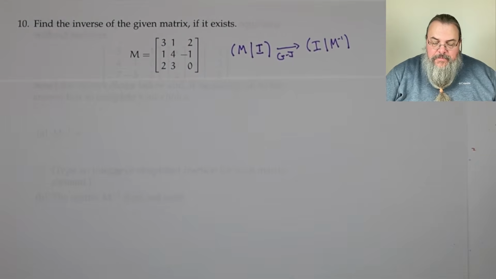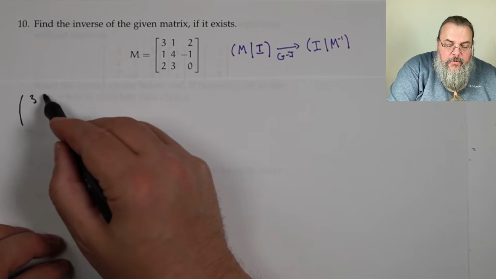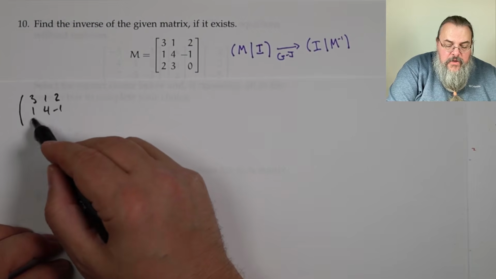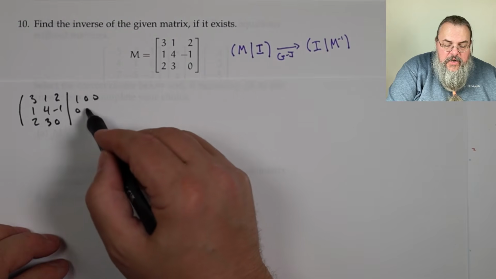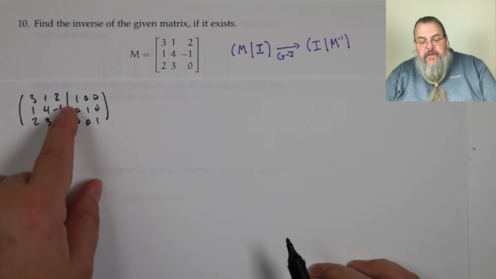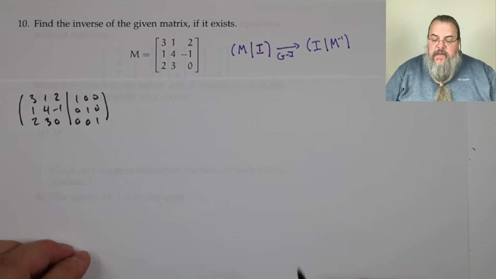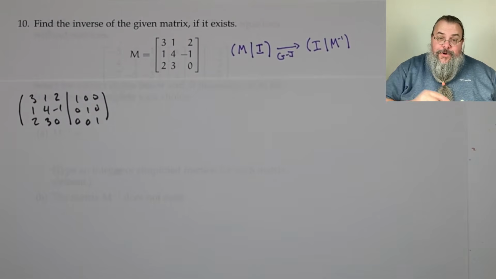So, let's begin. We start by writing down our matrix. 3, 1, 2, 1, 4, minus 1, 2, 3, 0. Put our augmented part here. Add the identity. And identity means there's zeros except along this diagonal. Now perform your row operations. And we get some freedom. So work column by column to do row operations.